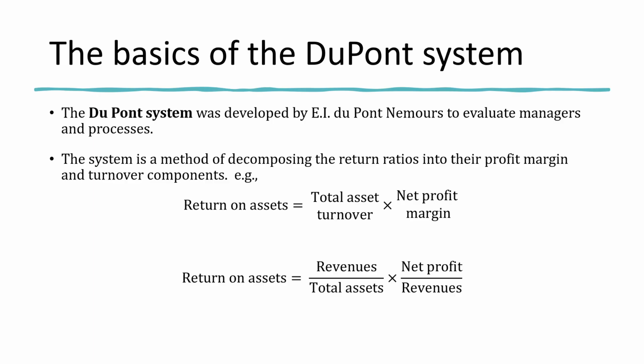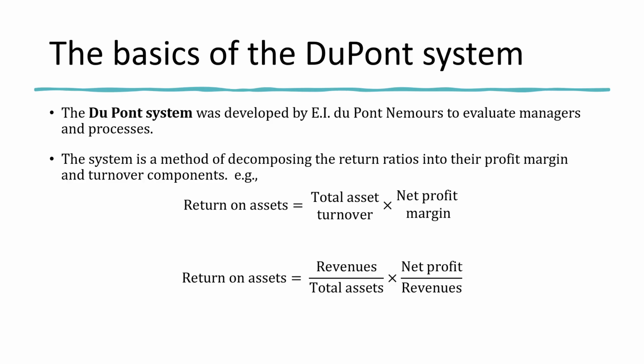The DuPont system was developed by the DuPont Corporation, and they used it as an internal mechanism to evaluate management and production of the company. It involves decomposing return ratios into their various components. This can get to be a very complicated system, but let's look at the simplest method, which is to look at return on assets and break it into two components: the total asset turnover and the net profit margin.